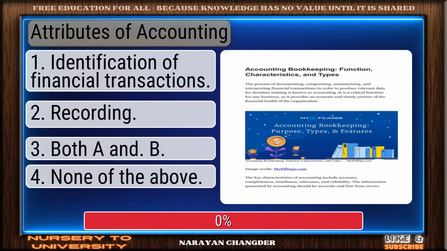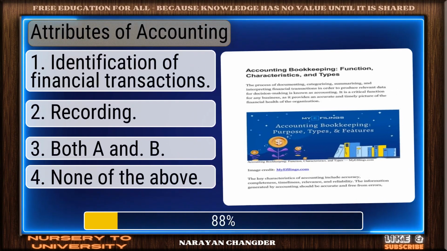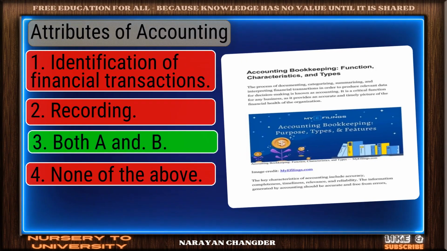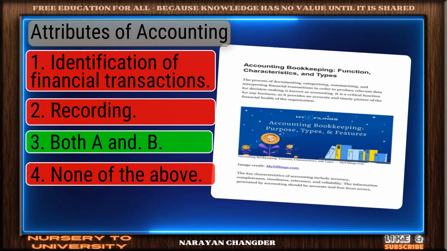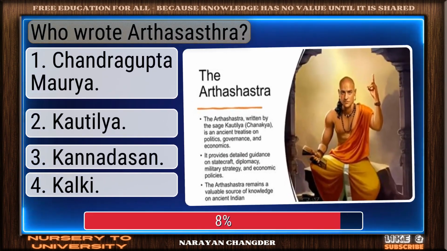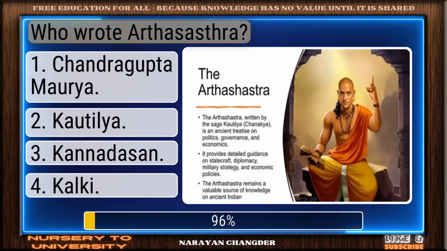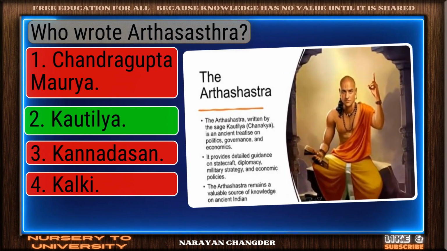Attributes of accounting. Perfect, both A and B is the correct choice. Who wrote Arthashastra? Right choice. Kautilya is the best answer.